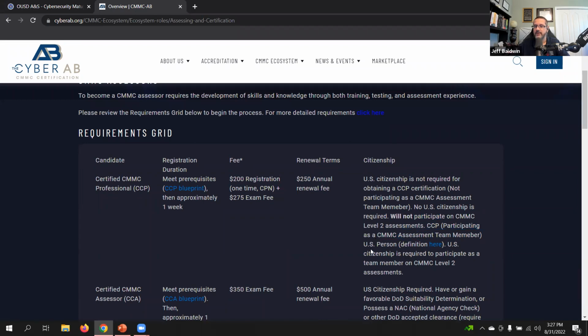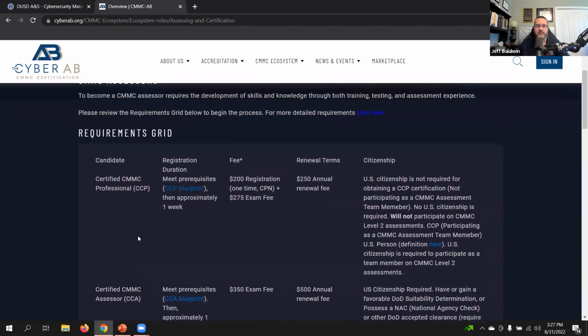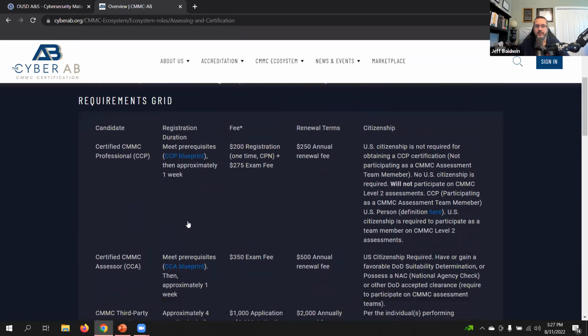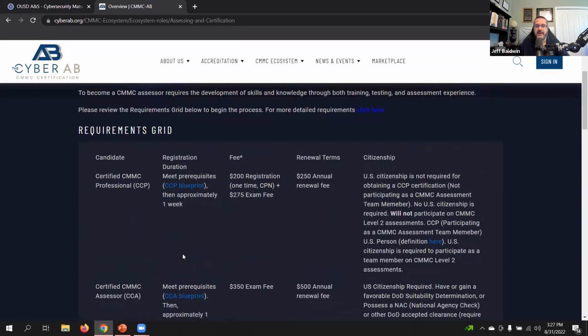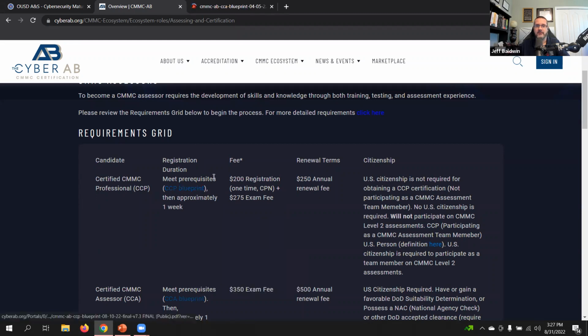And if you are going to be on the team, then you do need a US person as a team member. So here's the blueprint for that. Just as a note, the CCA training is not available yet, but the blueprint is out there. So what you can do is look at the differences between the two.